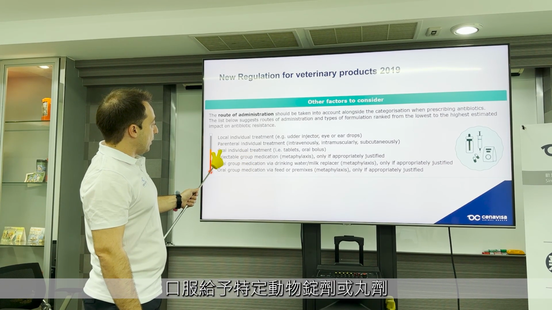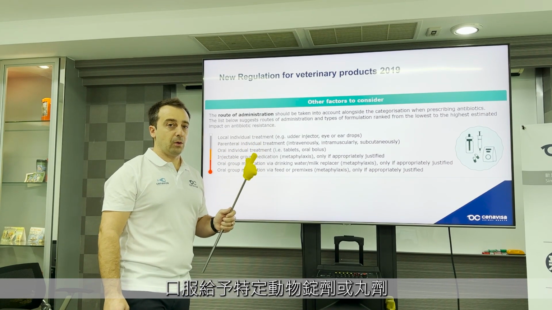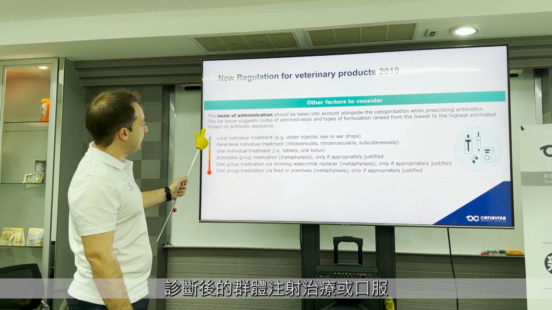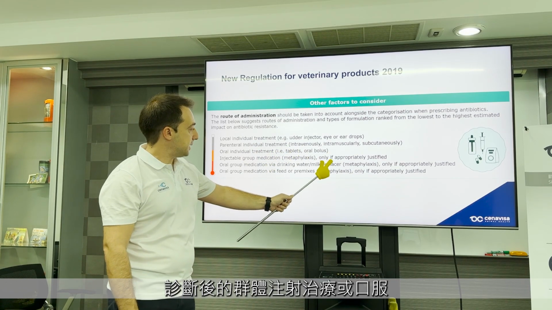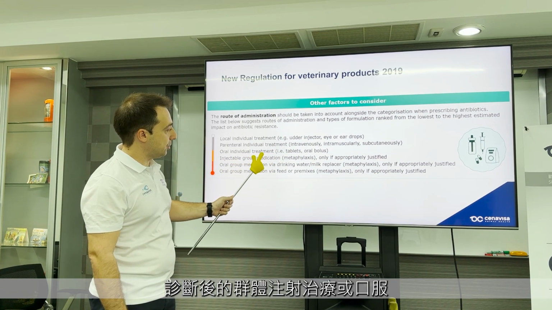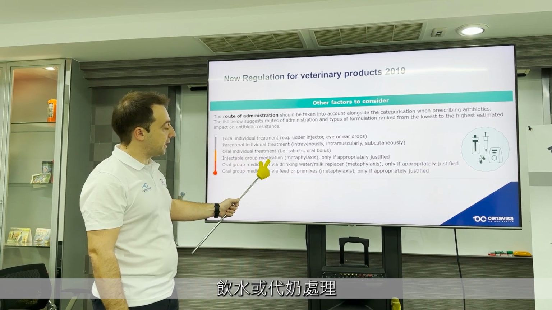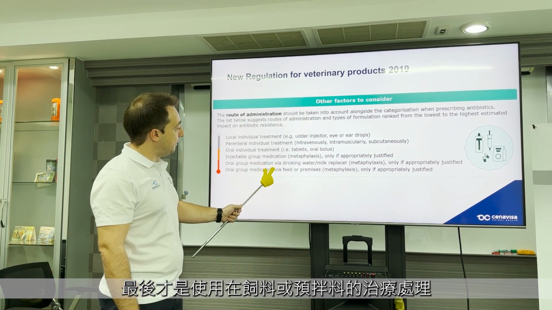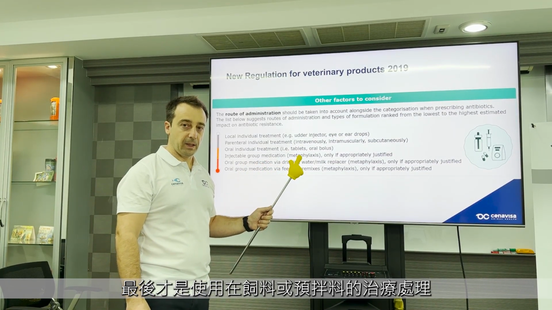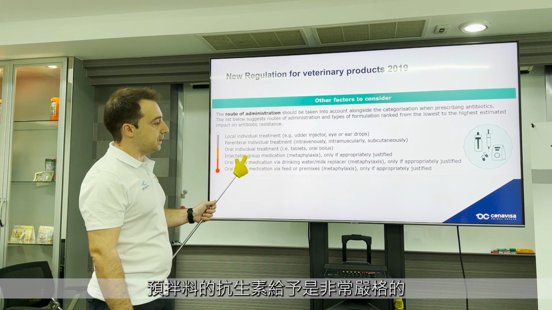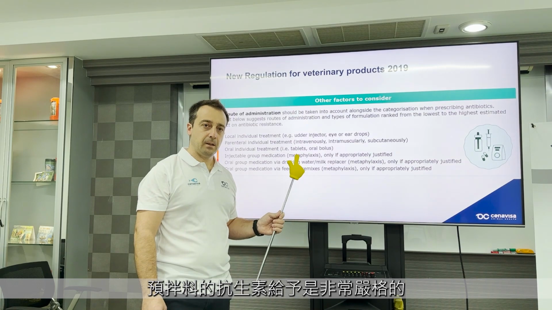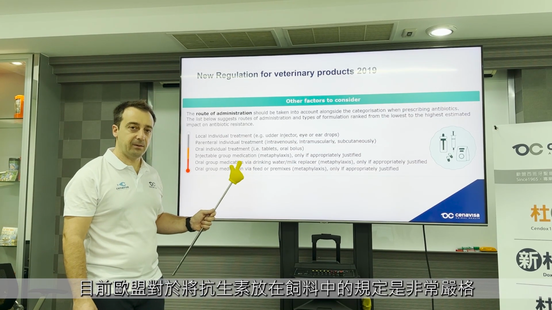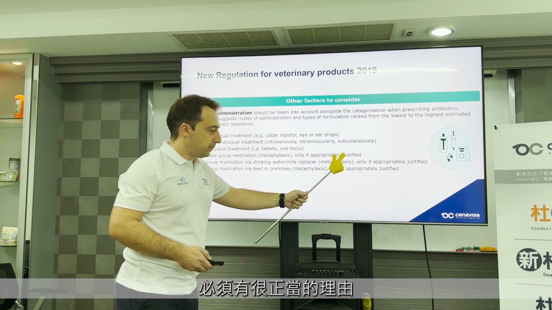Then the oral individual treatment, so when you treat a specific animal orally with tablets or oral boluses. And then we start with metaphylaxis, so injectable group medication or oral group medication via drinking water or milk. And the last is via feed or premix. The treatment with premix is very, very restricted. Putting antibiotics in feed in Europe nowadays is very, very restricted, and you need justification.